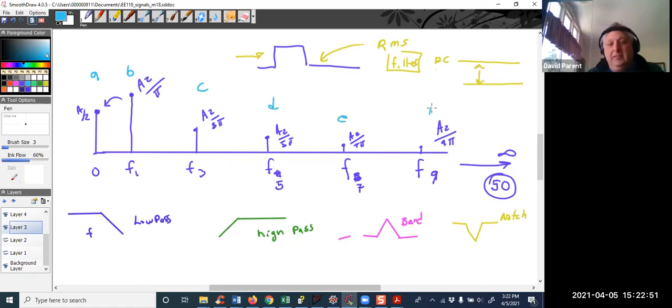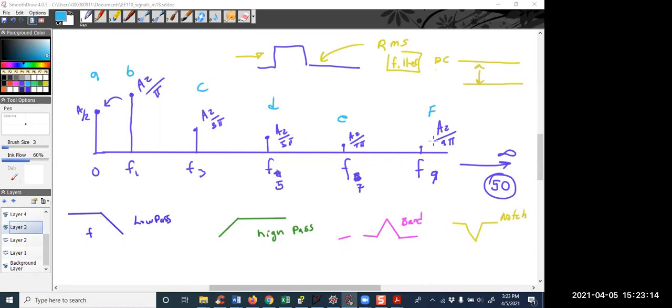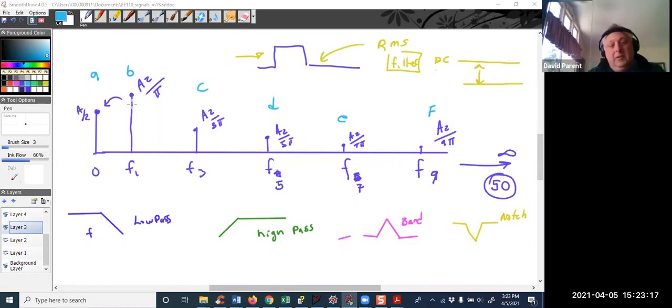I'm labeling these so we all see the same thing. So where would you put your bandpass? A, B, C, D, E, F, G? Where? All right, I'm getting a few B's. So this frequency, right? What would this look like in the time domain?